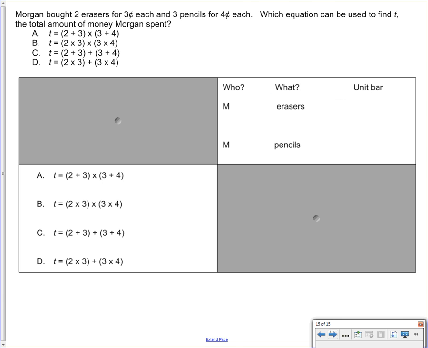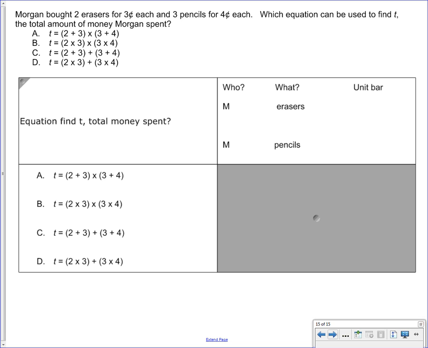Let's take a look at our problem. Morgan bought 2 erasers for 3 cents each. Uh-oh, my notes messed up. Okay. Morgan bought 2 erasers for 3 cents each and 3 pencils for 4 cents each. Which equation can be used to find T, the total amount of money Morgan spent? So we're going to write an equation for T, the total money spent.